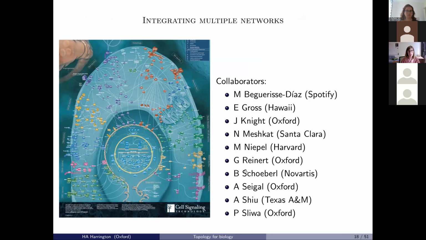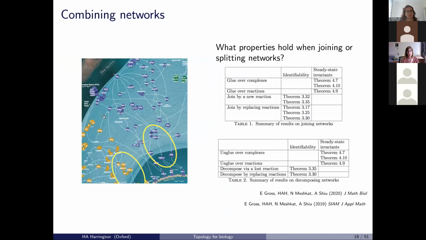Now, the next couple examples is integrating multiple pathways. So we looked at the RAS signaling, which is the MEK ERK here, and we start looking at other pathways. So for example, at first glance, it looks like all of these are disjoint networks, but actually they're not.